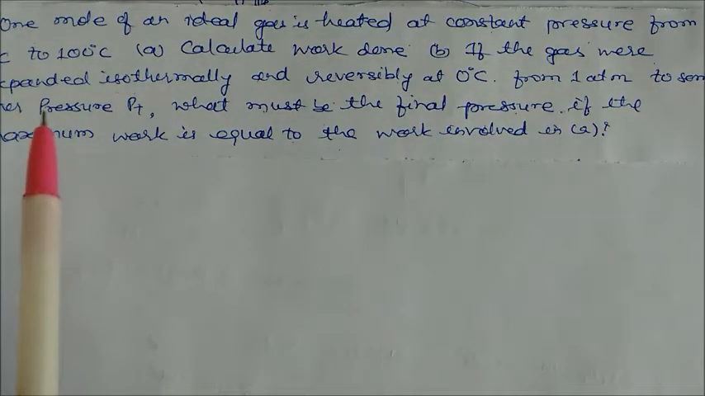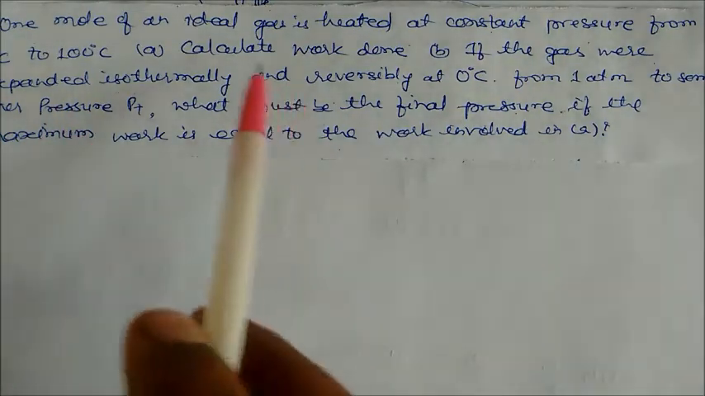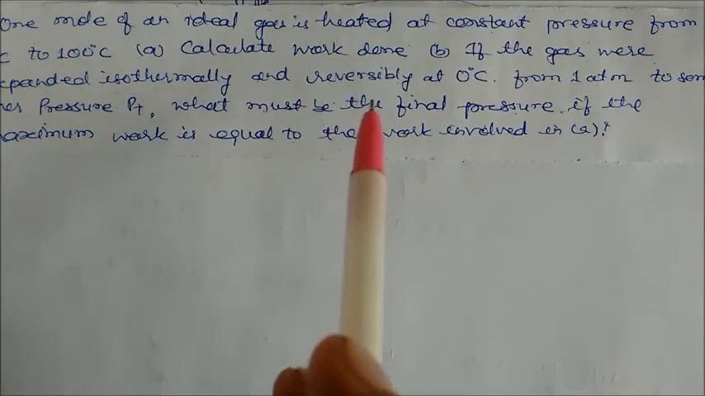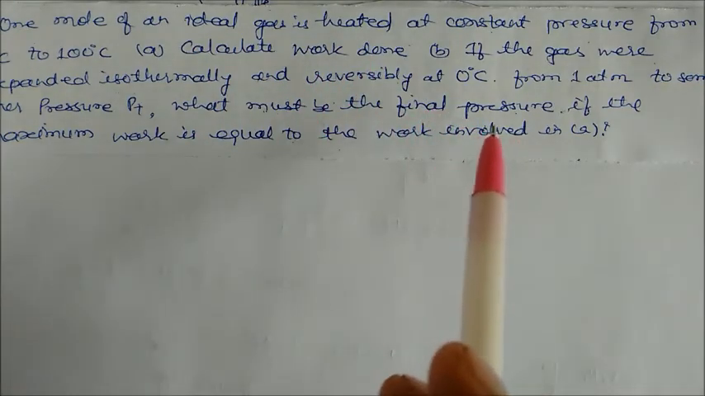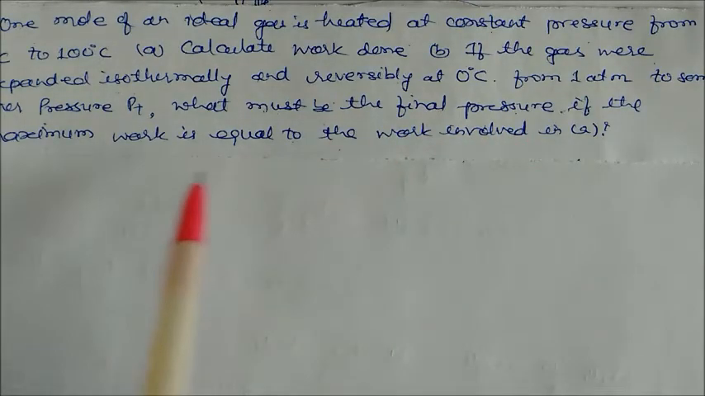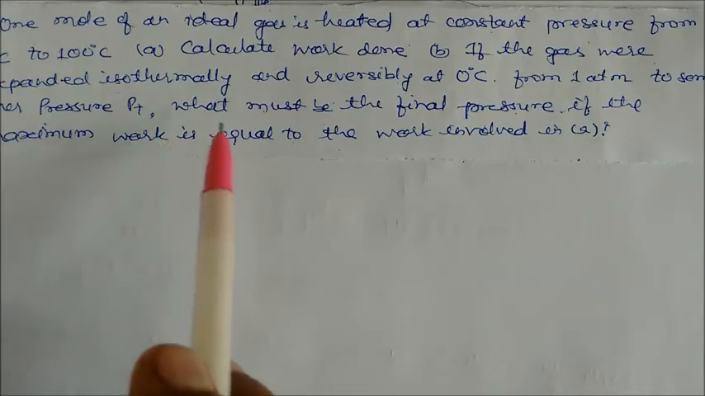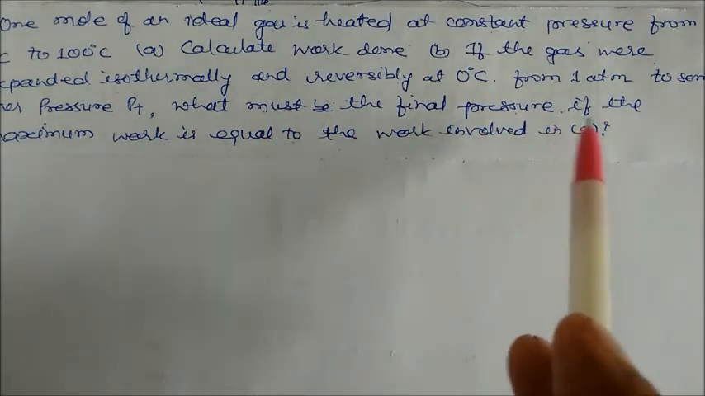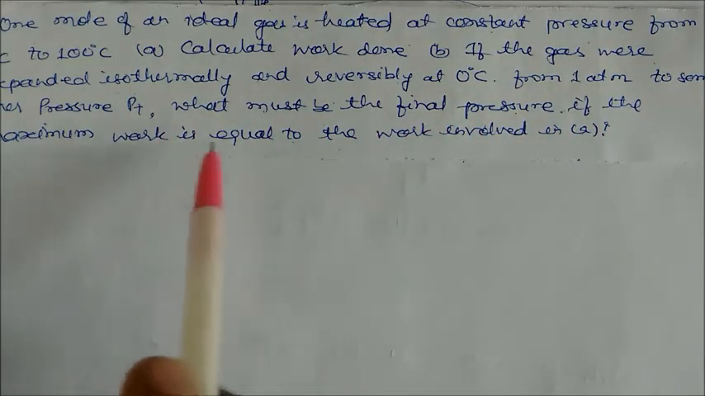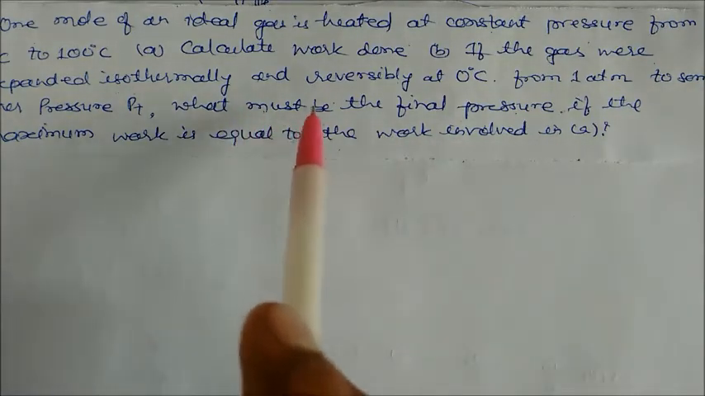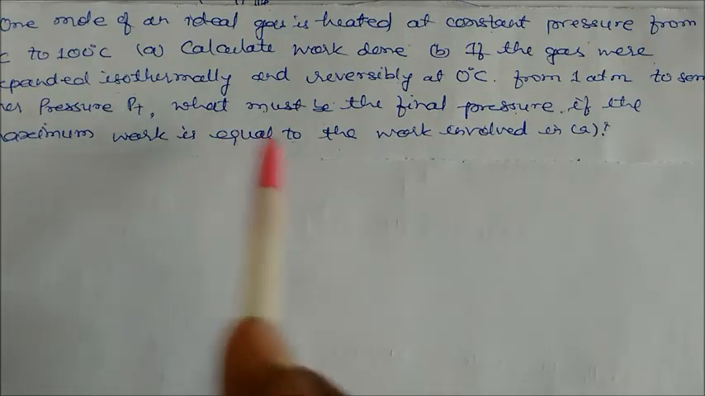In this case 1 mole of the ideal gas is heated at constant pressure from 0 degree centigrade to 100 degree centigrade. Question A: calculate the work done. Second, if the gas were expanded isothermally and reversibly at 0 degree centigrade from 1 atmosphere to some other pressure P total, what must be the final volume if the maximum work is equal to the work involved in A? A means calculate the work. So for this we have to find out.